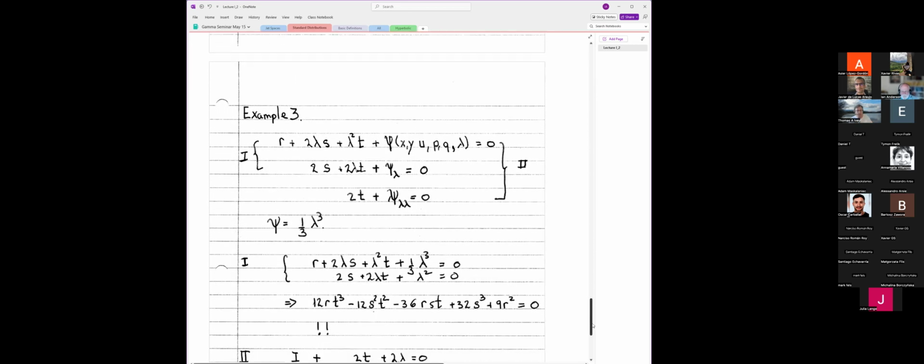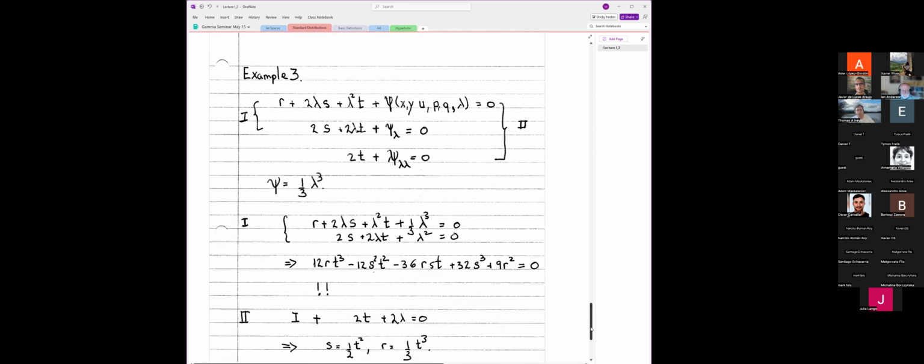Okay, here's one last example. This again goes back to Goursat. And he says the following. Start off with the following equation: r plus 2 lambda s plus lambda squared t equals some function of x, y, u, p, q. So here are our one-jet variables and some parameter lambda.